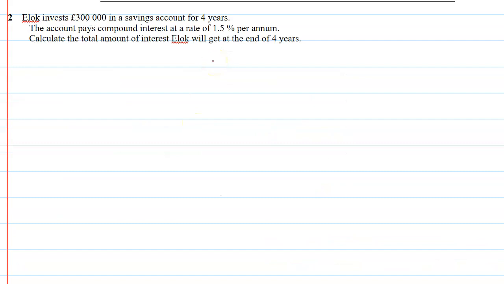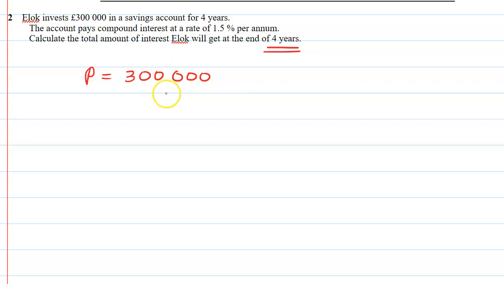The next question says Alok invests 300,000 in a savings account for 4 years. These are the important lines. 300,000 in a savings account for 4 years, and the account pays compound interest at a rate of 1.5% per annum. Calculate the total amount of interest Alok will get at the end of 4 years. The amount he has invested is the principal, so principal P is 300,000. Let's write down 300,000.